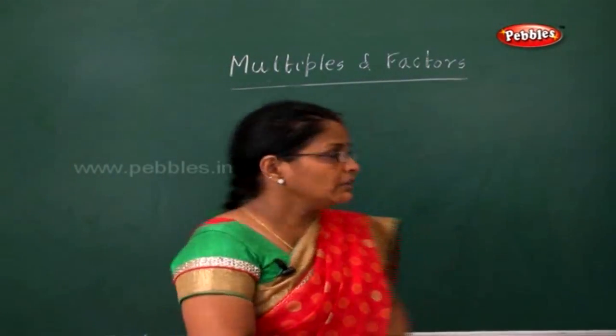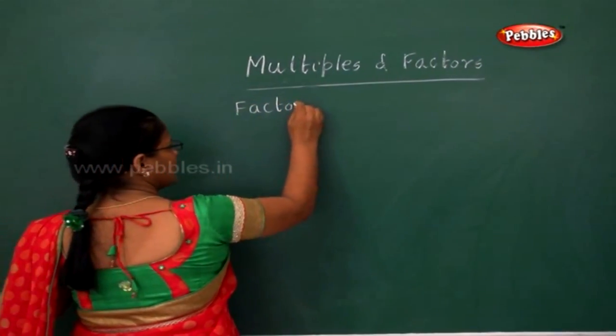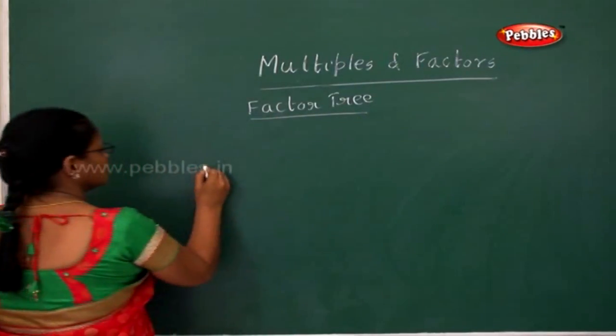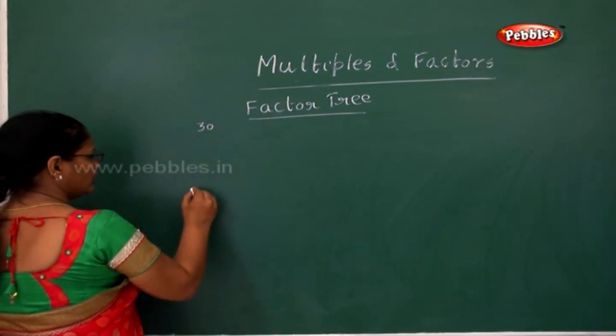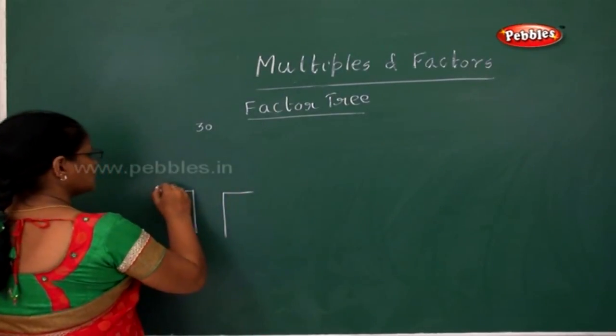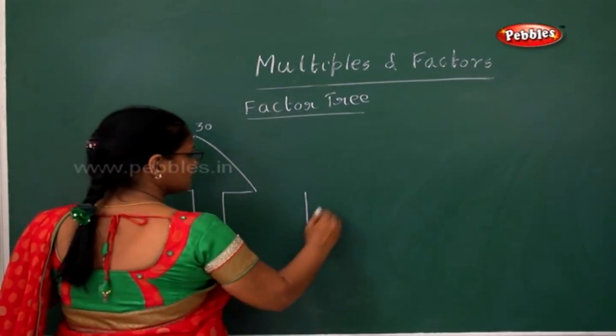See the next one, draw a factor tree. Factor tree for 30. For 30 you have to draw three different ways.